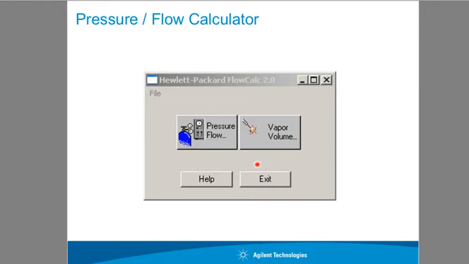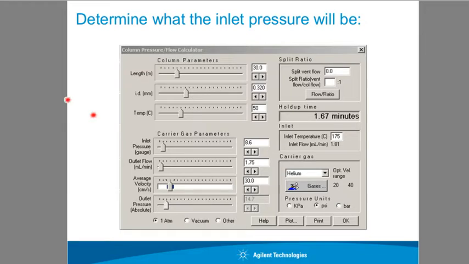You have different icons on your desktop, one for pressure flow and one for vapor volume, but they have exactly the same function. So to determine what our inlet pressure will be, we take the dimensions of our column. So we have a 30-meter column with 0.32 ID in this instance. Typically, with any method, you generally want to start with a relatively cold inlet oven temperature. Again, we want to have the sample go through the inlet and focus and condense on the head of the column. So I put here down at 50.